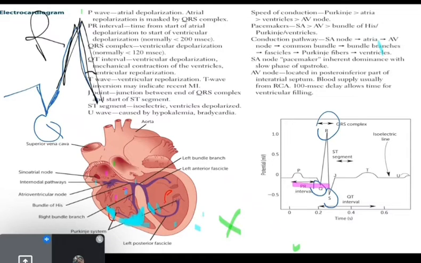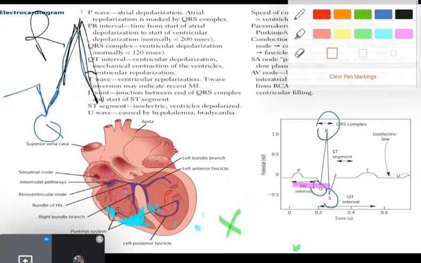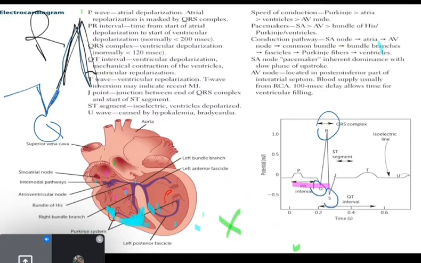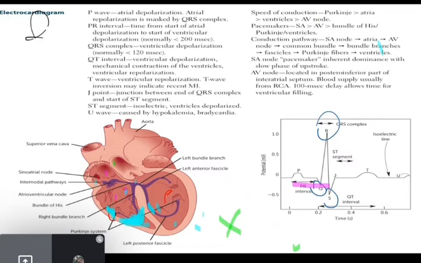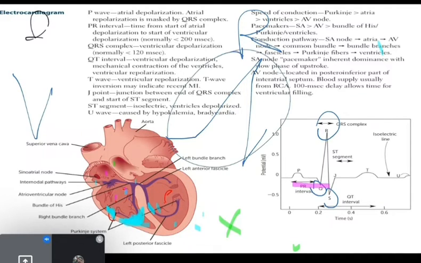Now the second downward will be S. This is the second descent. So the first upward will be R. In case you have an ECG like this, you will call this one R, because there is no Q. A Q is a descent, so this is R, okay?